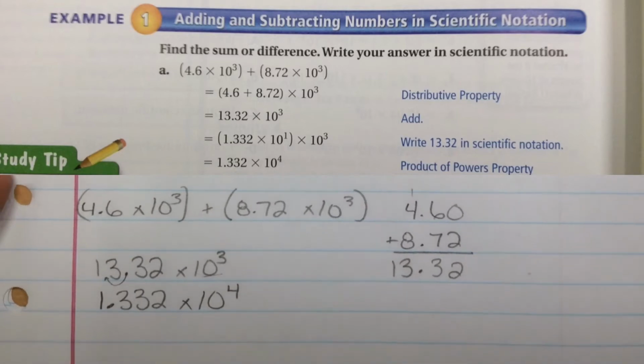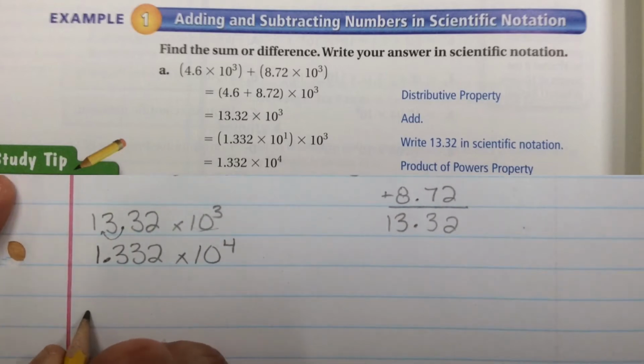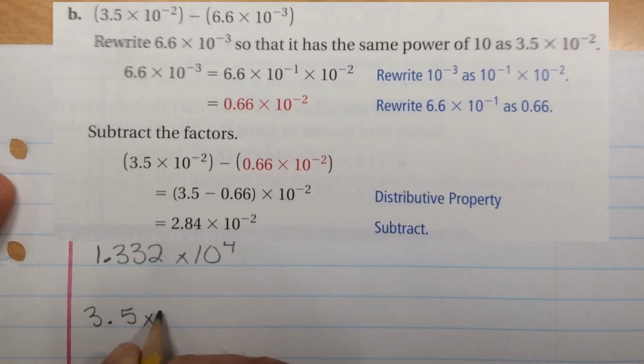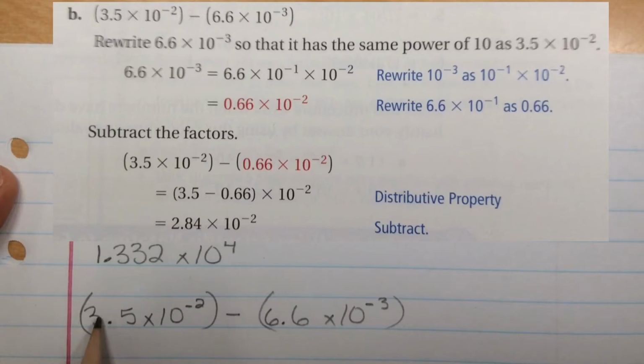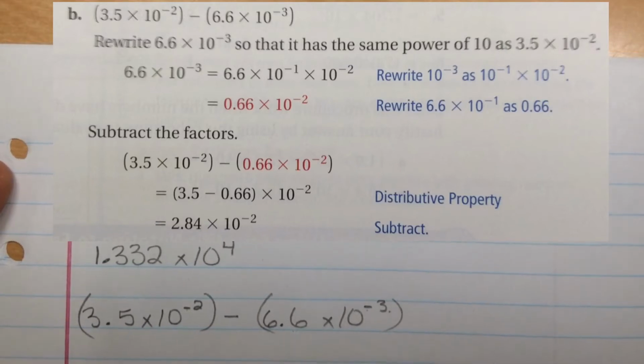And then example 1b. We start with 3.5 times 10 to the negative 2nd power, and we're going to subtract 6.6 times 10 to the negative 3rd power. So now we do have different powers of 10. So we have to switch. We can either switch this so it's to the negative 3rd or switch this so it's to the negative 2nd. If you look through the example, they chose to rewrite this one, so it was to the power of negative 2. And you can look through their example for that. We'll do it the other way, just so you can see it both ways.